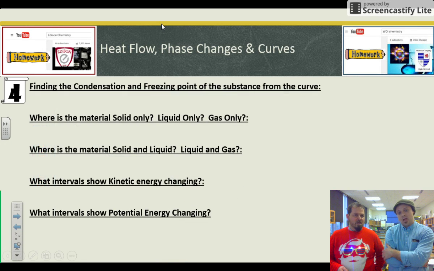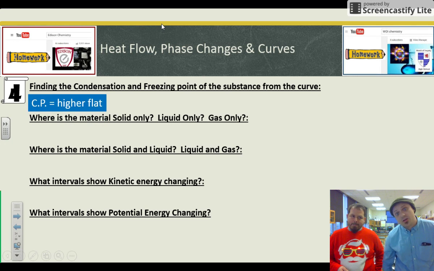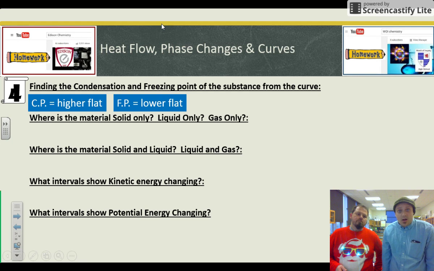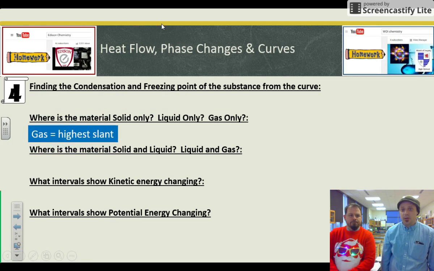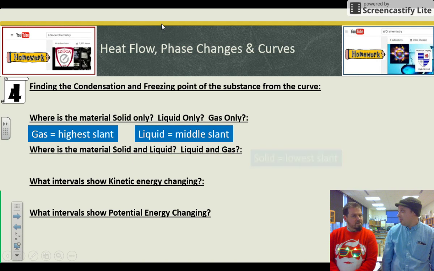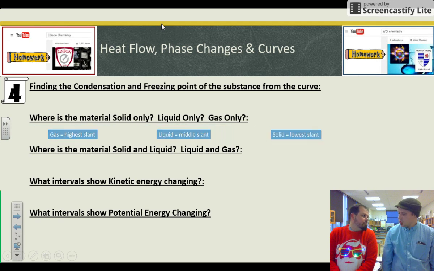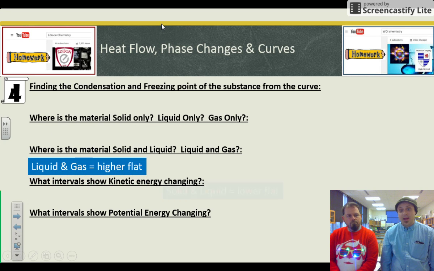Next, same setup. Where are we going to find the condensation and the freezing point, or the fusion point? Flats. The higher flat is the condensation, the lower flat's the freezing. We got to know that those are what we call phase changes. Solid only, liquid only, gas only are the slants: high, middle, low. This time they're written in a different order, but notice it's still gas highest, liquid middle, solid lowest. We just started with gas, so I wrote it first.